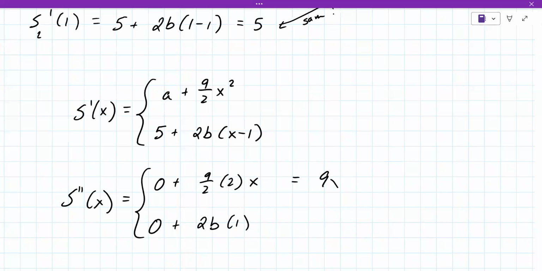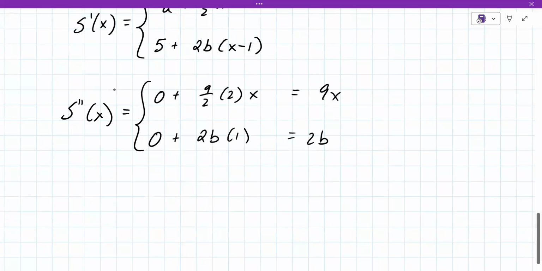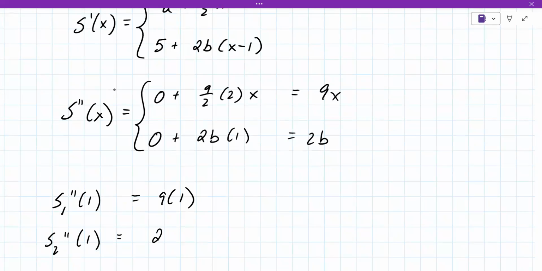So this is just 9x. This is 2b. And then you again evaluate the derivative at the derivative. So you do S1 double prime of 1, which is 9 times 1. S2 double prime of 1, which is 2b. So you set these equal. And 9 equals 2b. B equals 9 divided by 2.